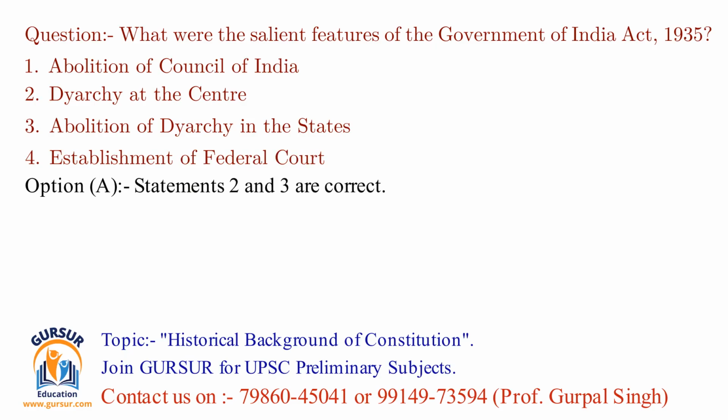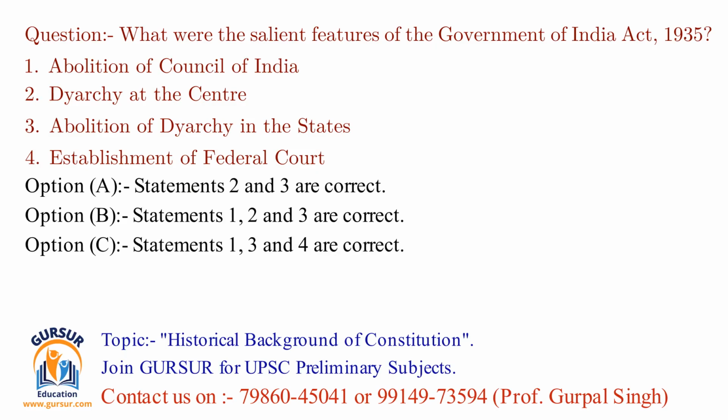The option A is statements 2 and 3 are correct. The option B is statements 1, 2 and 3 are correct. The option C is statements 1, 3 and 4 are correct. And the option D is all the statements are correct.